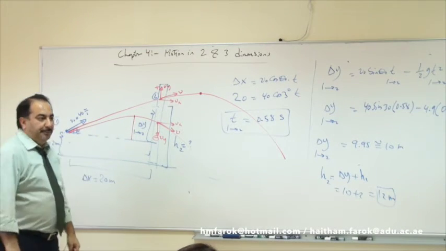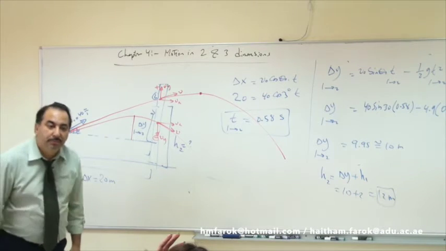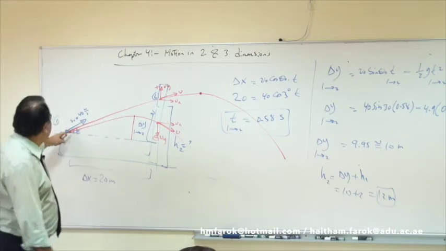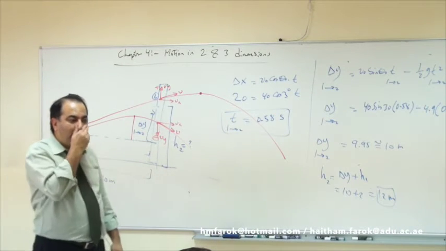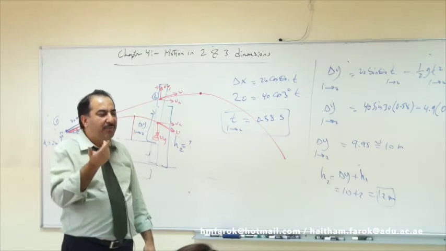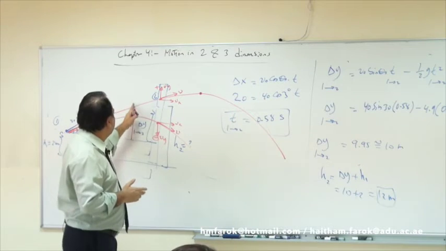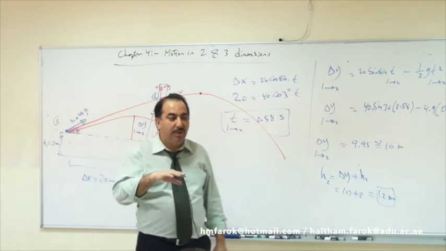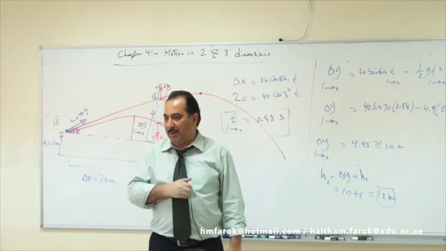The angle doesn't help. Oh, this is the same angle. We can find delta y, but after the time of 0.5. How do you find delta y after? Remember, you have delta y before and after, and they are equal. So choosing delta y to find the answer is not a good way.